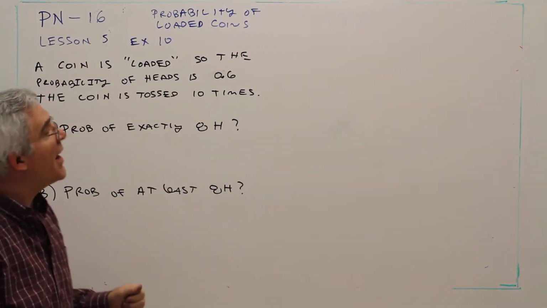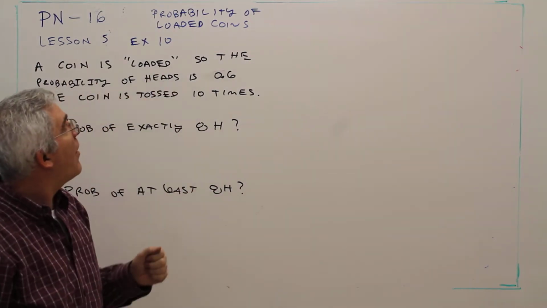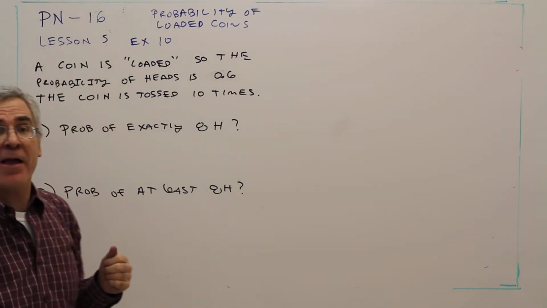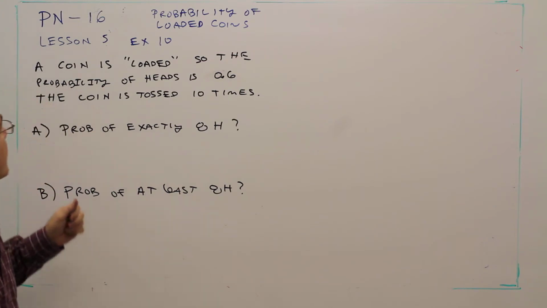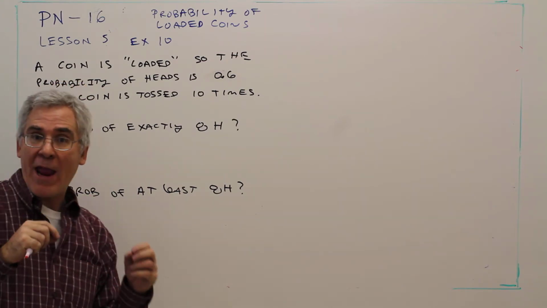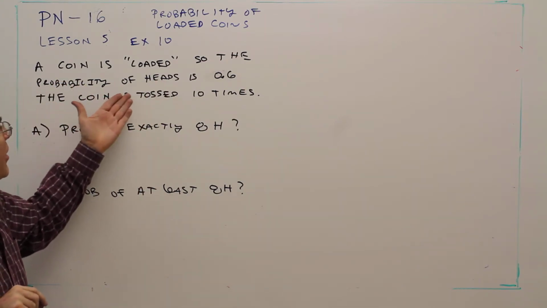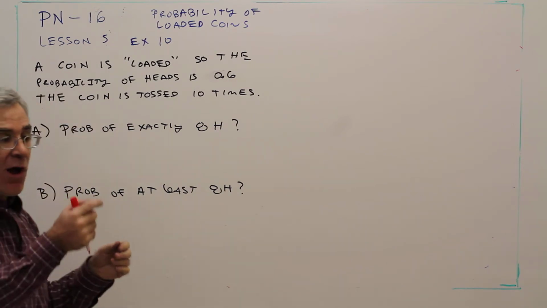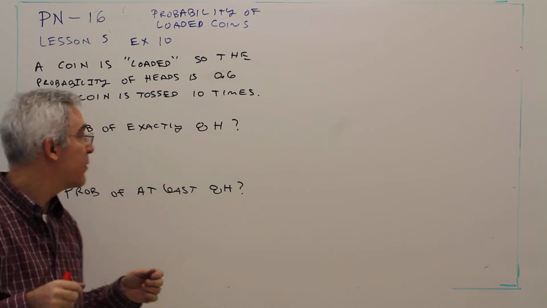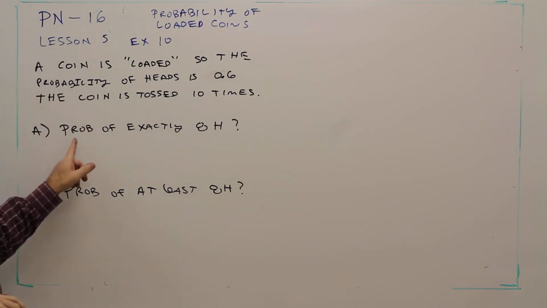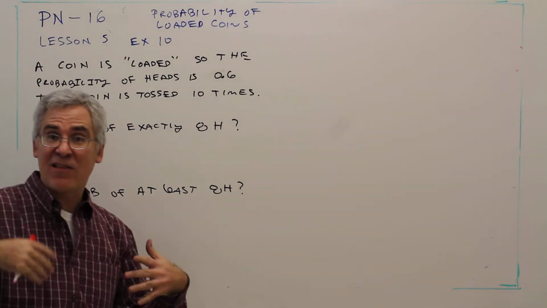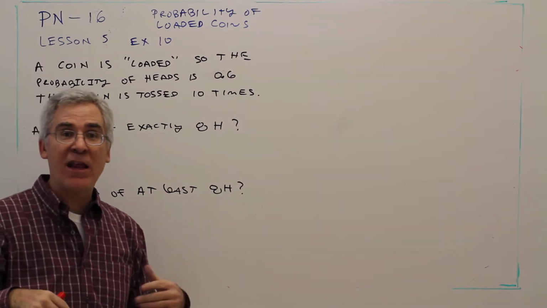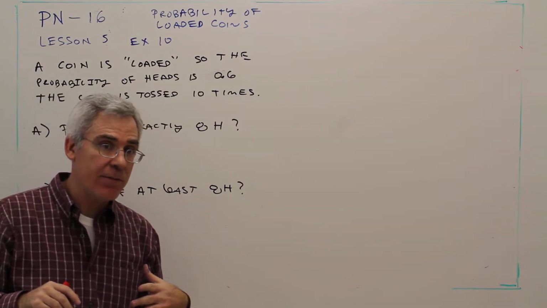Welcome to video PN-16, Probability of Loaded Coins. This comes from lesson 5, example 10. A coin is loaded, weighted, so the probability of heads is 0.6. The coin is tossed 10 times. Two parts. A, probability of getting exactly 8 heads. Part B, probability of getting at least 8 heads.